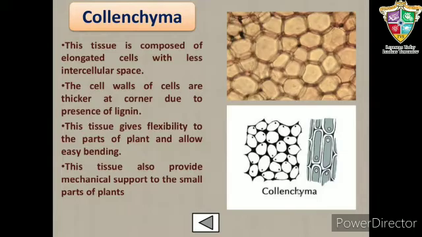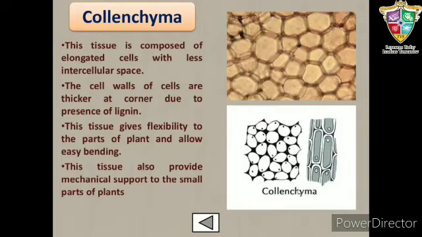Now, the functions of collenchyma. They are living mechanical tissue which provides mechanical support and elasticity to young dicotyledonous stem. It is present at the margin of some leaves and thus resists tearing effect of the wind. It allows growth and elongation of organs.